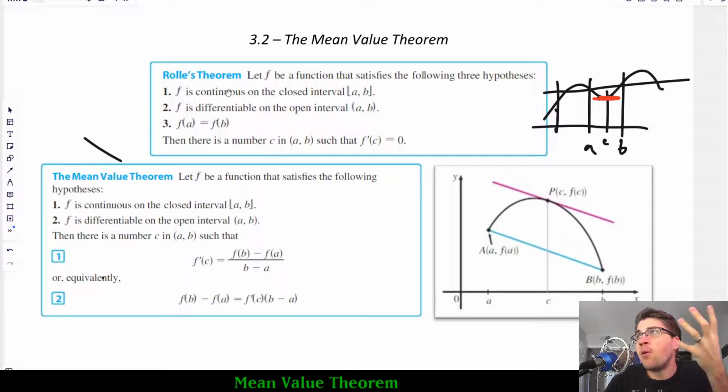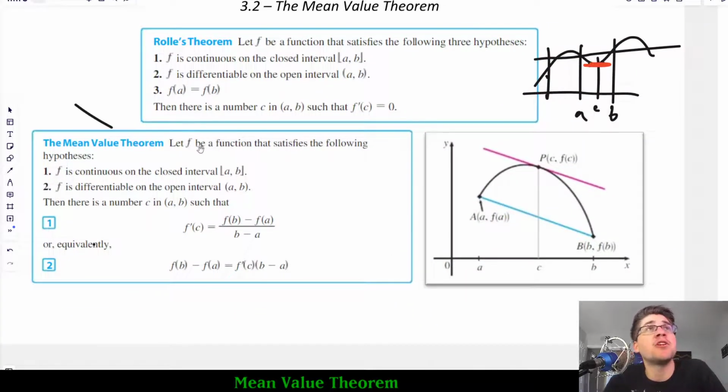Mean value theorem is almost exactly the same. However, how I think about this is Rolle's theorem says that in between 2 positions, assuming they're equal, it has to have a derivative of 0. Mean value theorem is kind of the same thing, but generalized a little bit further. Let's go ahead and look at it and try to think about what it's saying.